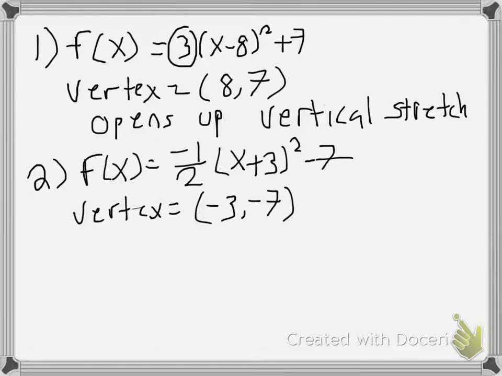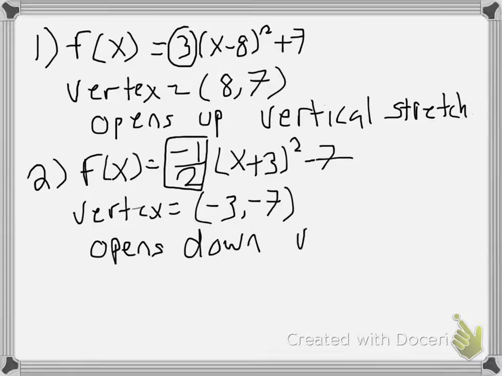So what happens? Do we open up? No, we open down. Why is it down? Because this is a negative 1/2. So it opens down, and this would be a vertical shrink because the value is less than 1. Not because it's negative. The only thing the negative does is make sure it's opening down. Okay, 2 of our 8 problems for today are done already. Let's move on to number 3.